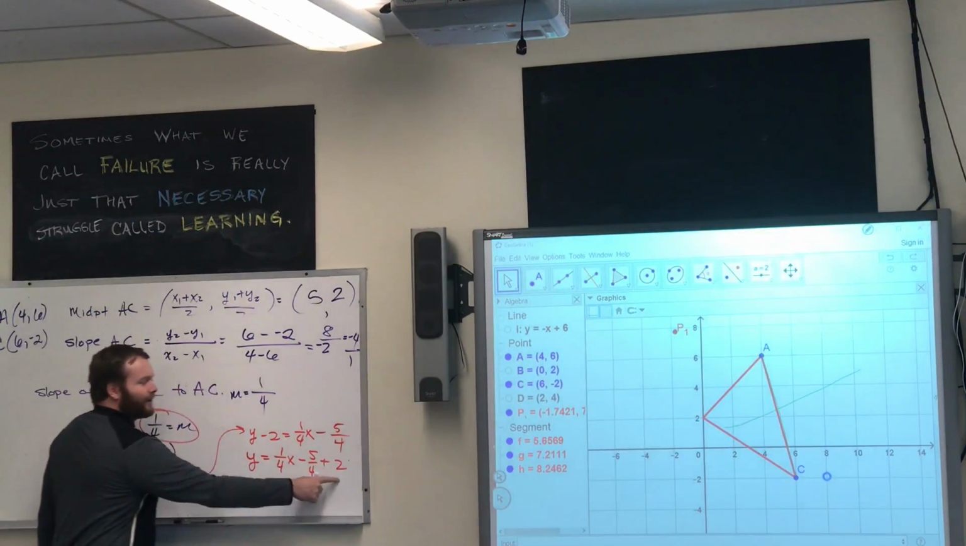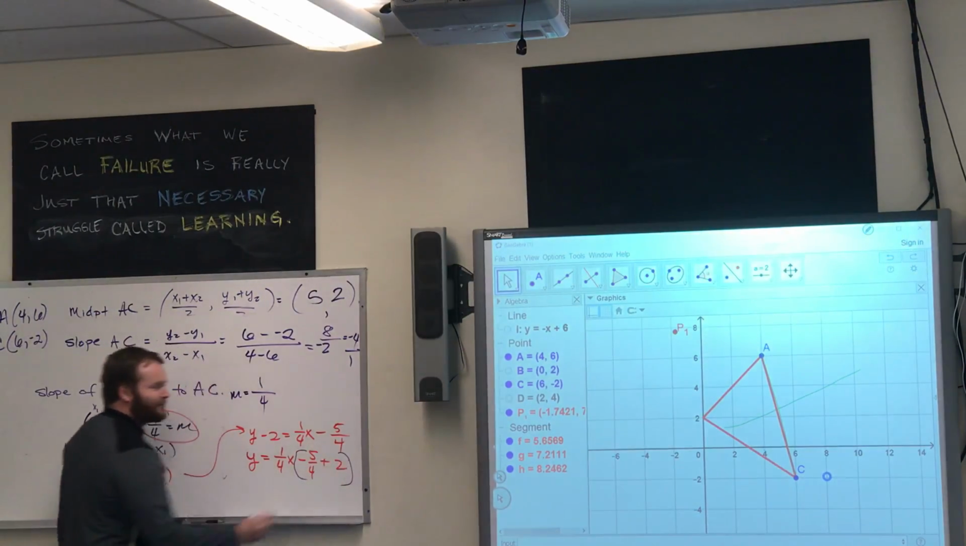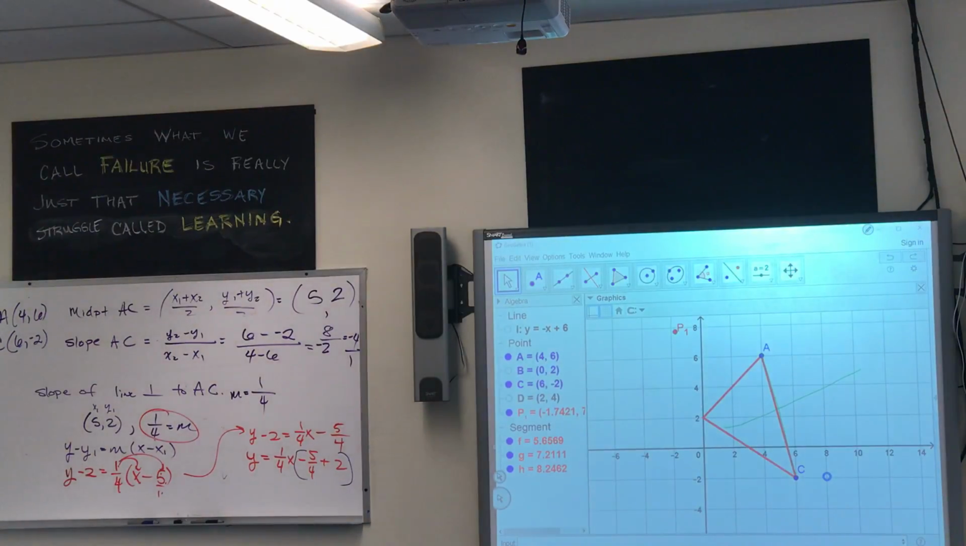These are constants, okay? And the reason I talk about that is because they are like terms. Variable terms you add together if they have the same exponent. So 1/4 x plus maybe something else that has an x to the first, you would add those together. But -5/4 plus 2 are constants that are like terms. You want to add those together.